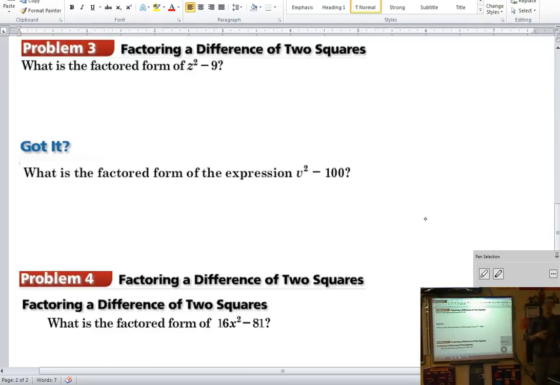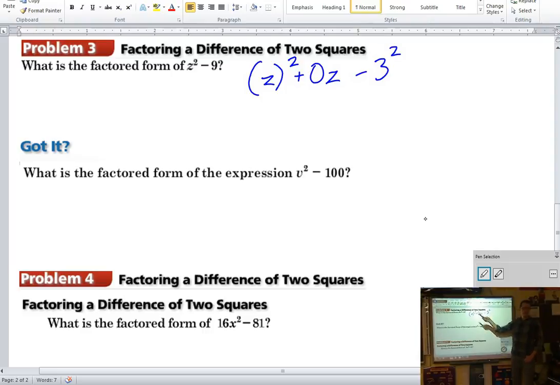Now, here's where people will make their mistake, because they forget that in a difference of 2 squares, you do have to have 2 different binomials. Because to multiply and make the -9, one's got to be positive, one's got to be negative. So still, you're thinking square roots. I can think of this as z squared plus 0z minus 3 squared. But really, we don't have to think through that whole process, because I know that since this has canceled out, my outside and my inside cancel.